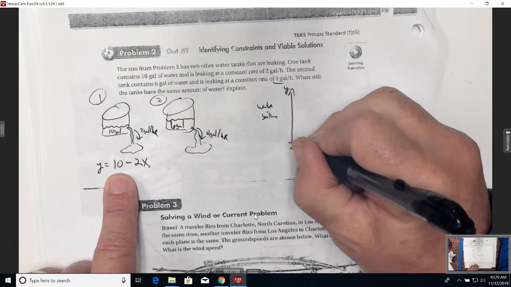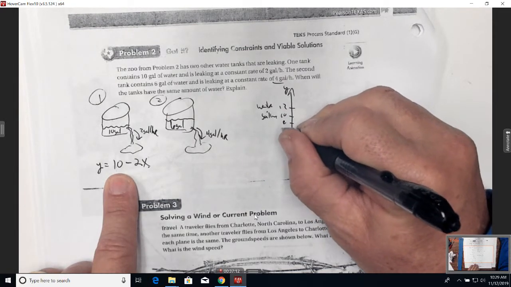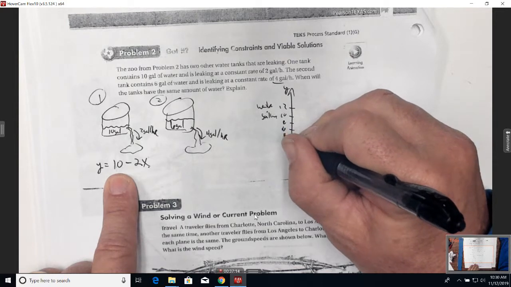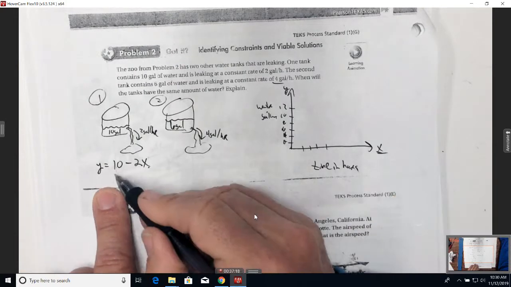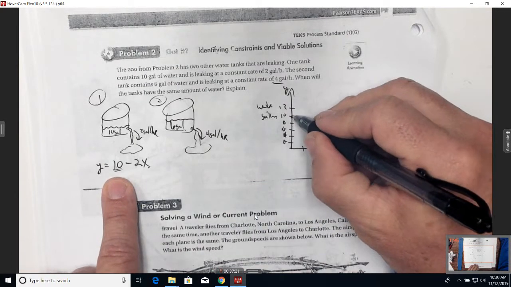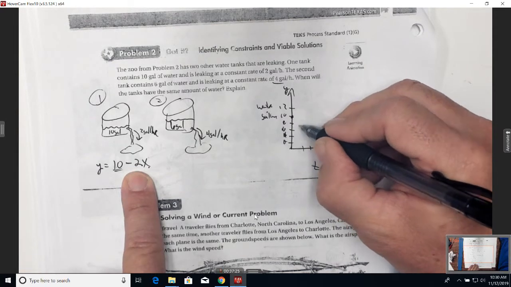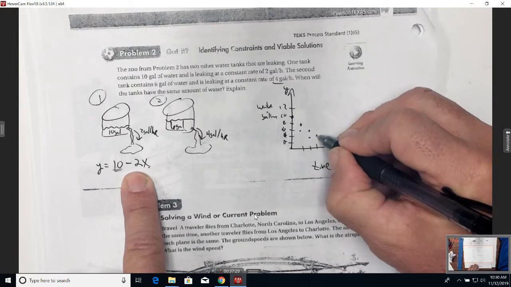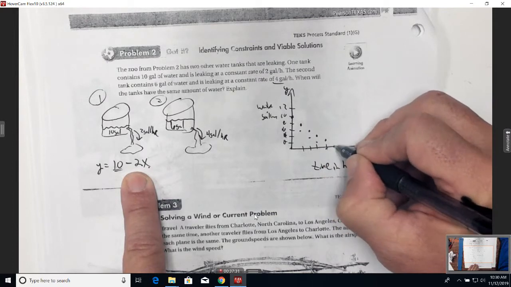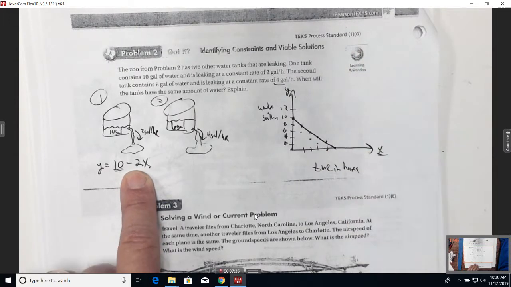All right, so let's say this is 2, 4, 6, 8, 10, 12, right? So we're counting by 2s. And so my beginning amount is 10. And then it's leaking at a rate of 2 gallons per hour, 2 gallons per hour, 2 gallons per hour, 2 gallons per hour, until it's empty. It'll be empty right there, right?